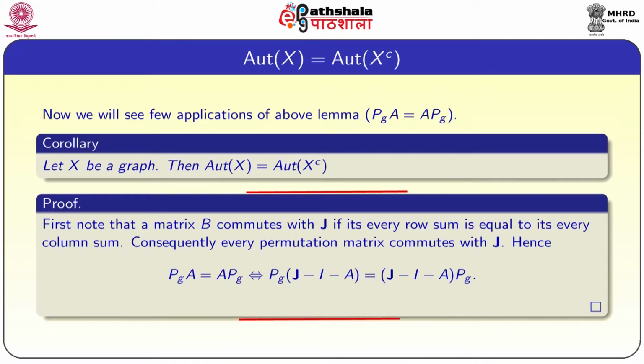So, consequently, every permutation matrix commutes with J. It is because the row sum or column sum of every permutation matrix is 1. With this, now the proof becomes easy. P_g A equals A P_g if and only if P_g (J - I - A) equals (J - I - A) P_g. J - I - A is the adjacency matrix of X complement. It is because the permutation matrix P_g commutes with J as well as I always. So, we have this result.